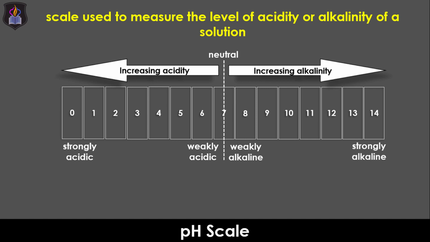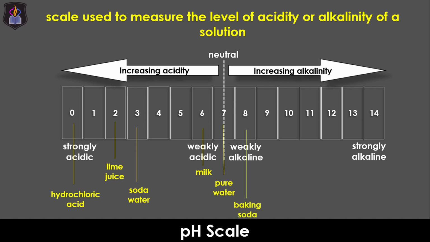Examples of some substances and their pH are dilute hydrochloric acid with a pH of 0.6, lime juice with a pH of 2.35, soda water or carbonated drink with a pH of 3.0, milk with a pH of 6.8, pure water with a pH of 7.0, baking soda with a pH of 8.3, milk of magnesia with a pH of 10.5, sodium carbonate solution with a pH of 11.5, lime water with a pH of 12.4, and caustic soda, that is sodium hydroxide solution, with a pH of 14.